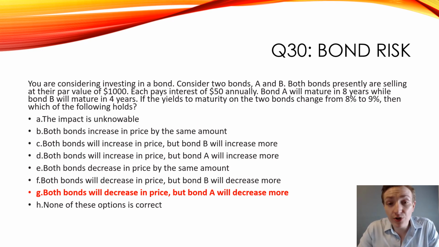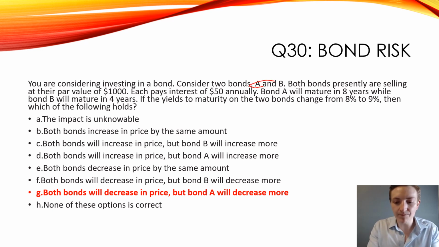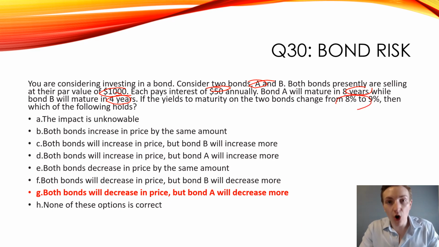Now in question 30, which is our final question here, it says, you are considering investing in a bond. Consider two bonds, A and B. Both bonds presently are selling at their par value of $1,000. Each bond pays interest of $50 annually. Bond A will mature in 8 years, whereas bond B will mature in 4 years. The yield to maturities on the bonds change from 8% to 9%. Which of the following holds?